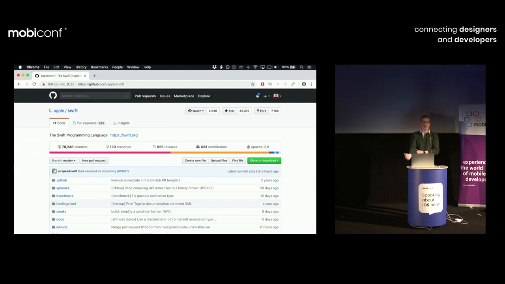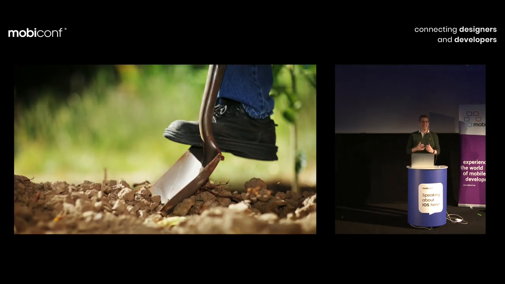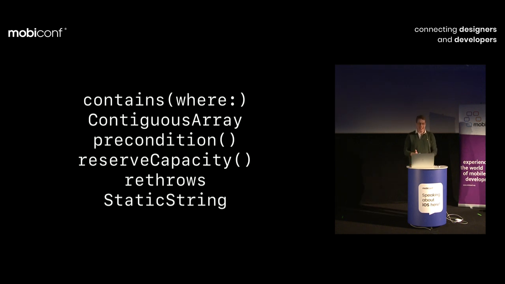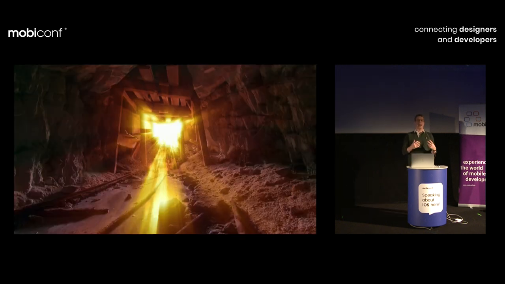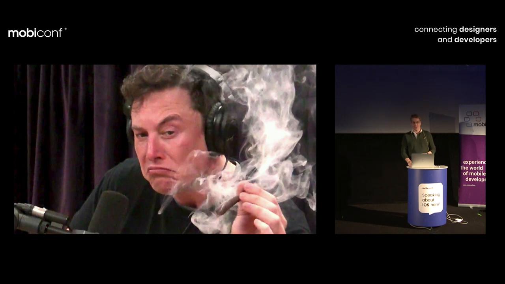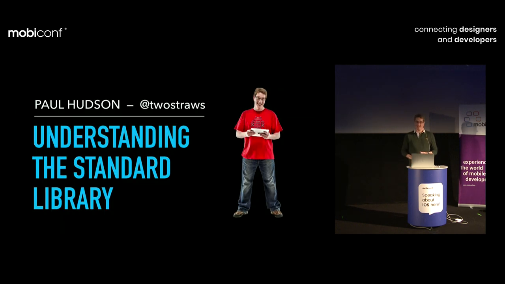I encourage you, go to GitHub, snag Swift. It's open source. It's some of the finest Swift code you will ever see. Go and dig through it. See what things you can find. We looked at just six things today: contains where, ContiguousArray, precondition, reserveCapacity, rethrows, and StaticString. But I promise you, this thing is an absolute gold mine of functionality. You will learn things every day just by seeing how they solve stuff. I promise you, you will be impressed by their code. Thank you very much.